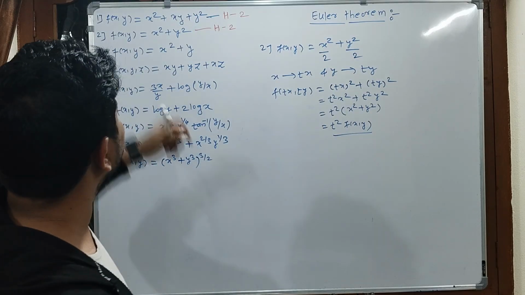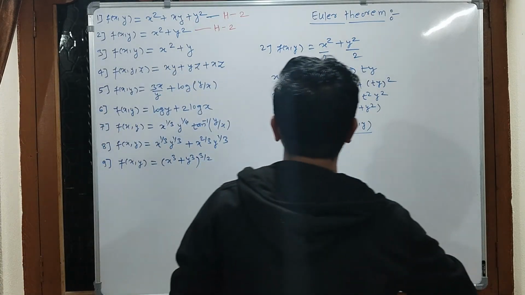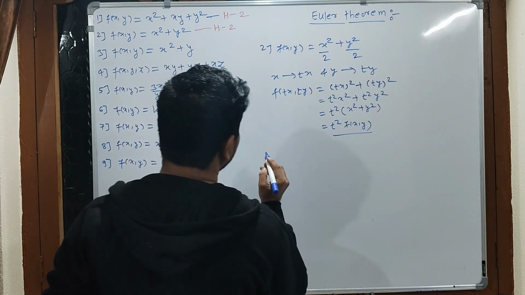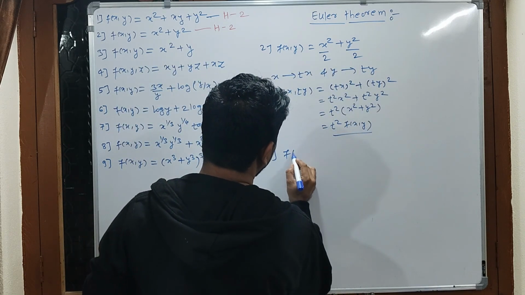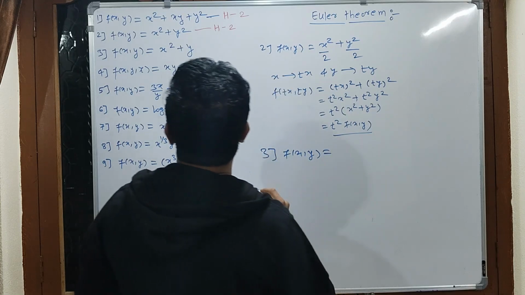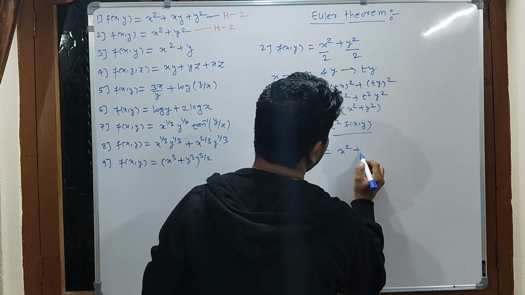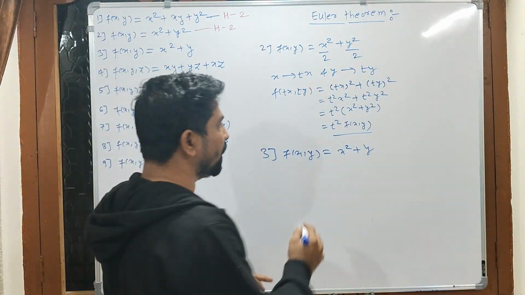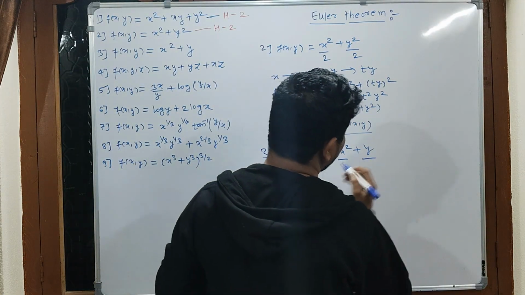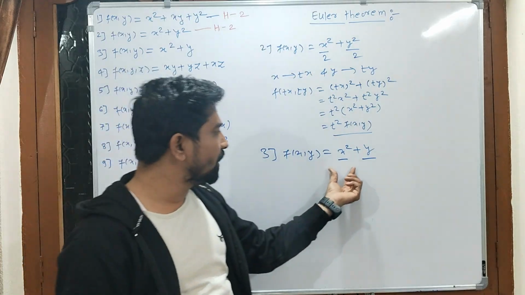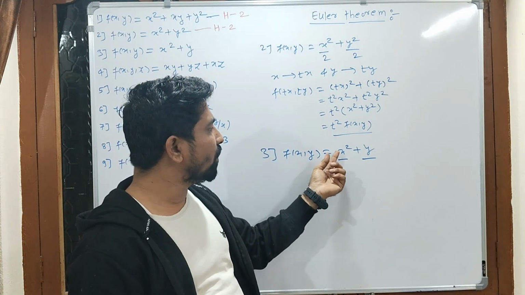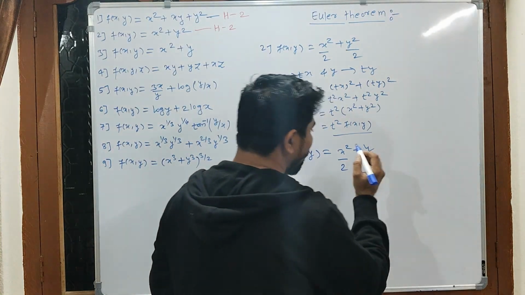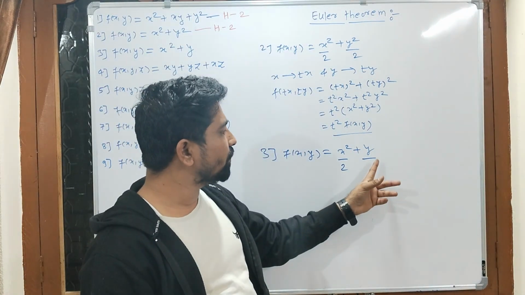Now I want to check my third function. The third function is defined by, just observe, I will write it over here: f of x comma y equal to x square plus y. This is my first term and this is my second term. You can observe the degree of the first term is y to the power 0 into x to the power 2, so the degree of my first term is 2, but the degree of my second term is 1.